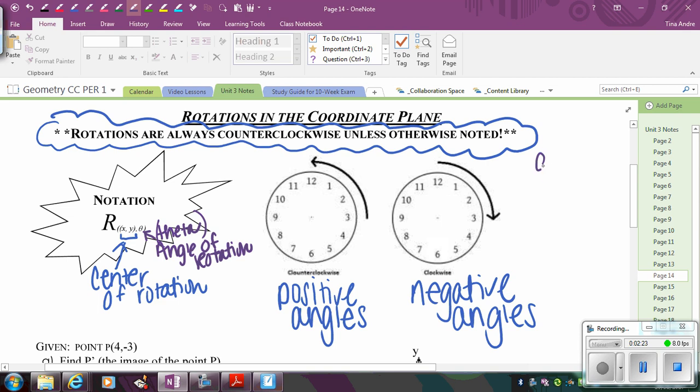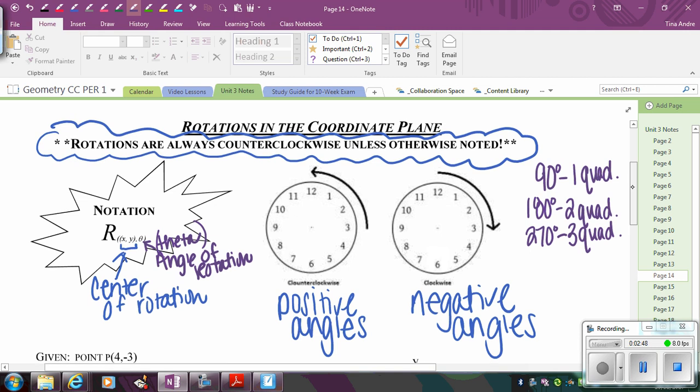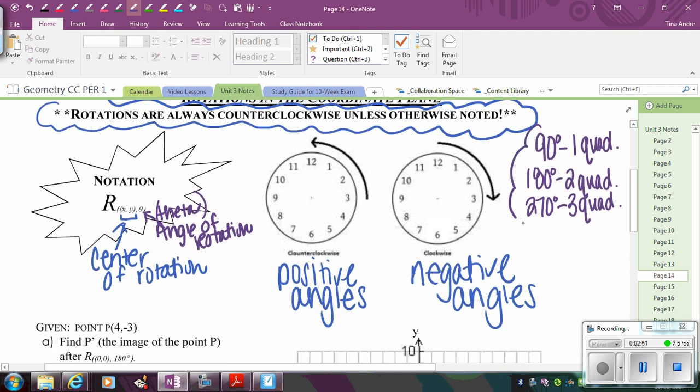There's 90 degrees, which means that you're only moving one quadrant. There's 180 degrees, which means we're moving two quadrants, because that's 2 times 90. And then 270 would be 3 times 90, so that means you're moving 3 quadrants, because each quadrant has 90 degrees in it. You could also be dealing with negatives of these, which just means you're going the opposite direction, but it's still the same number of quadrants.